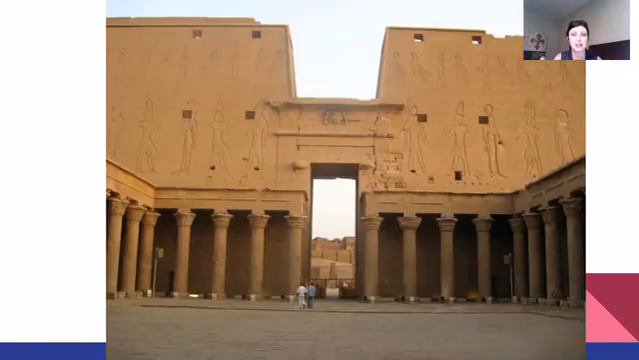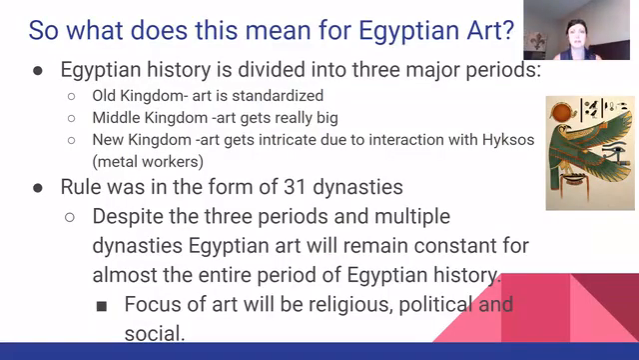So again, here's another example. You see perfect balance on each side. You see 2 entrances. Everything is set here so that nothing gets rocked out of place. Everything is set and stable. So what does this mean for Egyptian art?